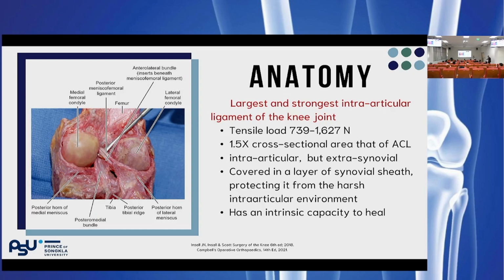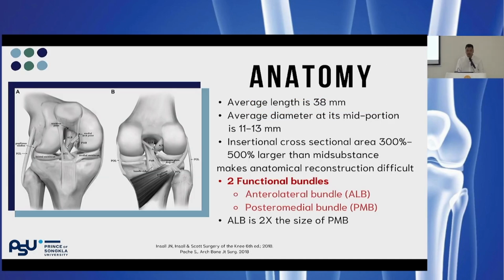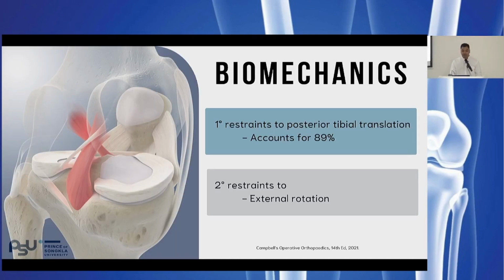The anatomy of the PCL. The PCL is the largest and strongest intra-articular but extrasynovial structure of the knee joint. It has two functional bundles, the anterolateral bundle and the posteromedial bundle. The biomechanical function of the PCL is primarily to restrain posterior tibial translation and secondarily to restrain external rotation.